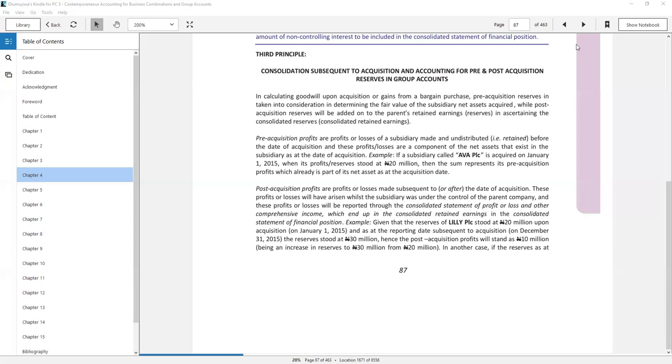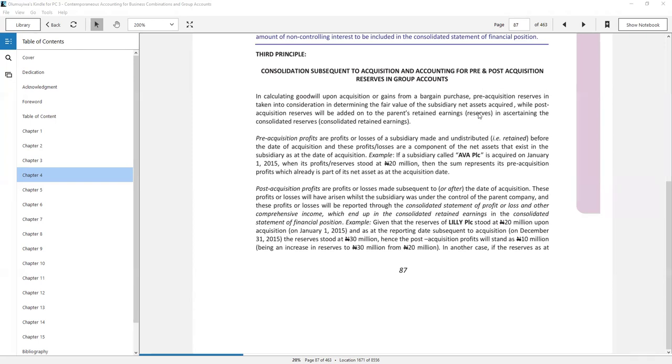Then we also have post-acquisition profits. These are profits or losses made subsequent to, or after, the date of acquisition. These profits or losses will have arisen whilst the subsidiary was under the control of the parent company. And these profits or losses will be reported through the consolidated statement of profit or loss and other comprehensive income, which end up in the consolidated retained earnings in the consolidated statement of financial position.